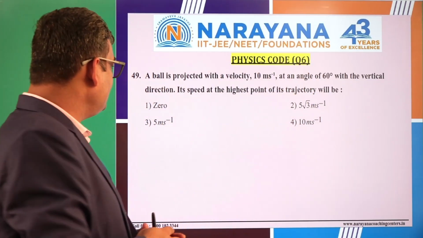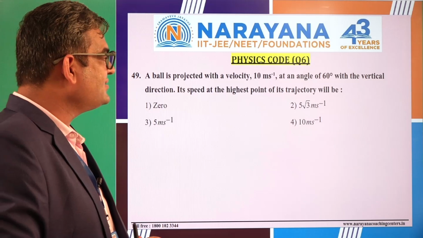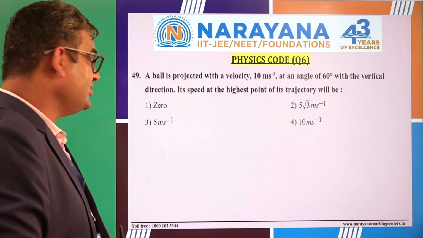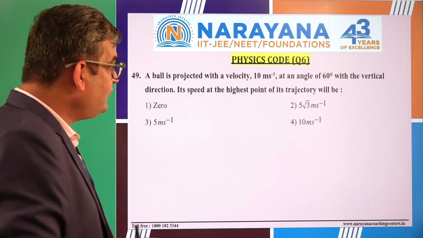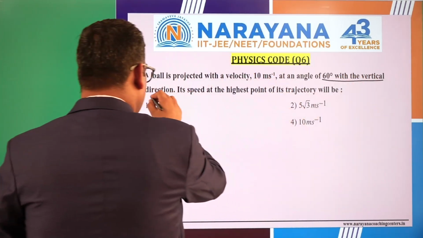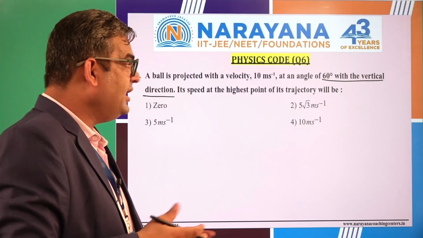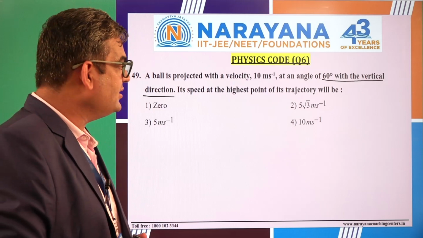For the next question, a ball is projected with a velocity 10 meters per second at an angle 60 degree with the vertical direction. Now we have to pay attention to this statement, 60 degree with the vertical direction. There is a possibility that many students may have taken this angle with horizontal.